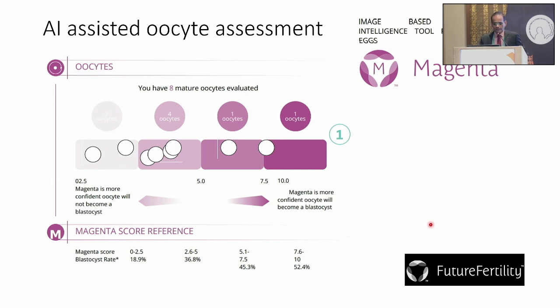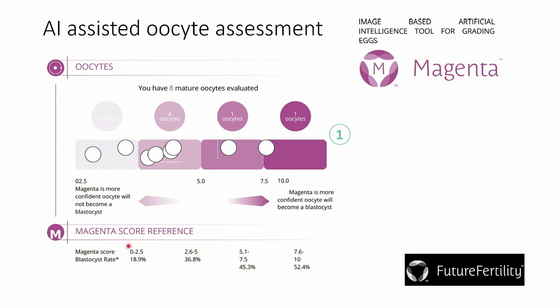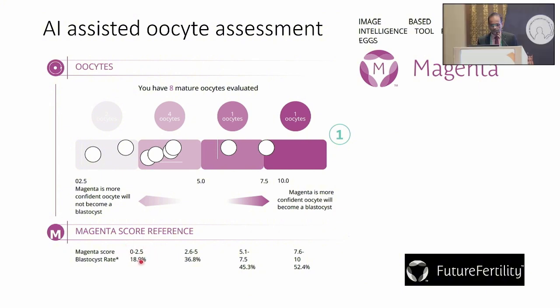Now, the use of AI in oocyte assessment. This is by Future Fertility, and this product is available in the market. It is a morphology based selection, and the score is the Magenta score. If the Magenta score is less than 2.5, there is only an 18% possibility that the oocyte will progress to blastocyst. On the other hand, if the Magenta score is more than 7.5, there is about a 50% chance that the oocyte will progress to blastocyst stage.